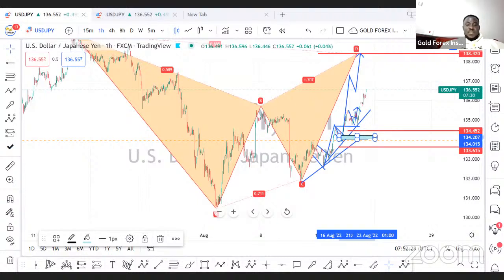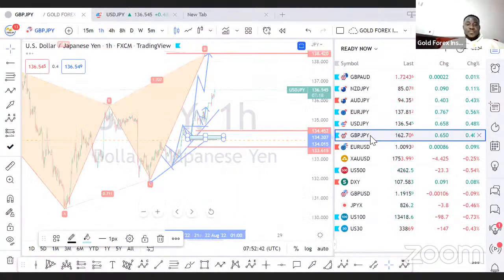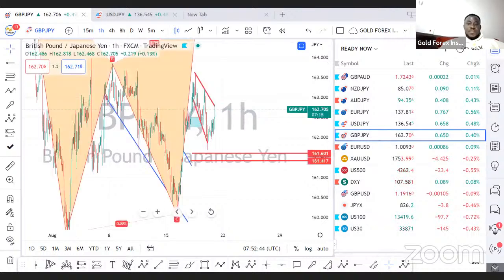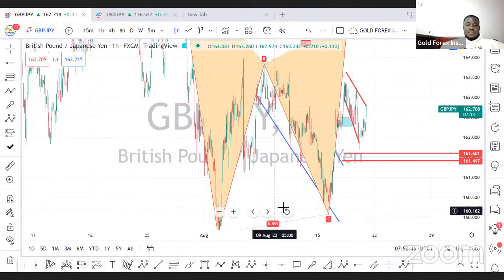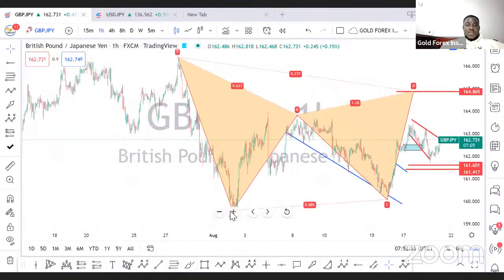Idri, check pound JPY. I'm going to check it up for you. Pound JPY, I'll check that one for you. Yeah, so we are on pound JPY. This is it. It's also, wow, amazing, guys.